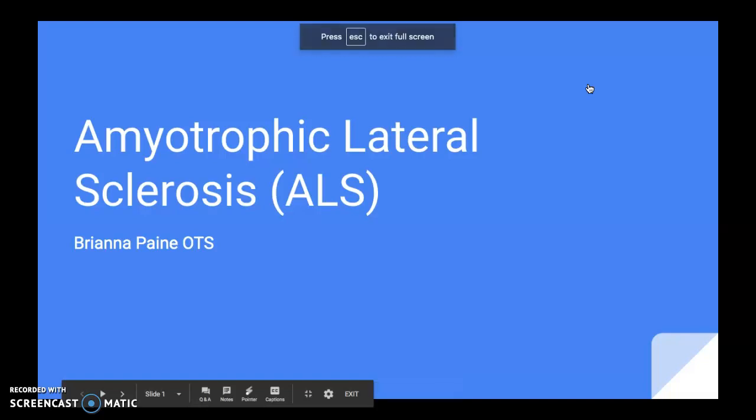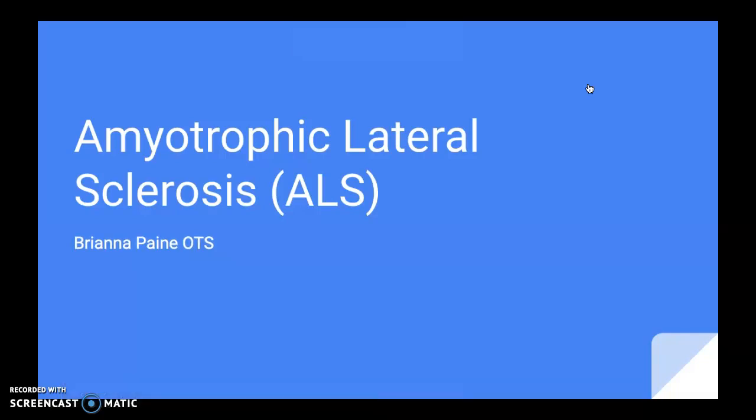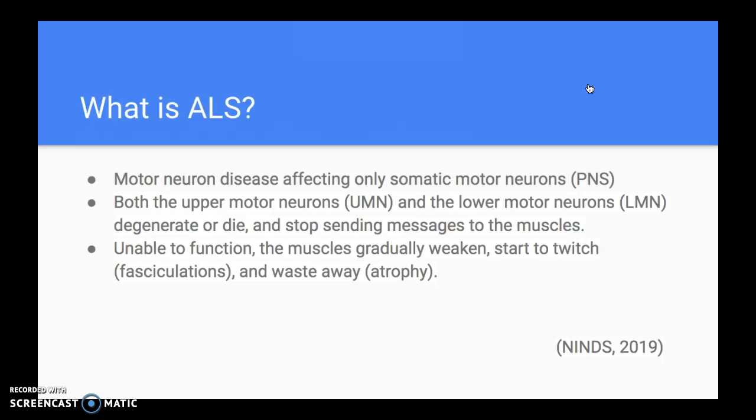Hi everyone. I'm going to be presenting on amyotrophic lateral sclerosis, or ALS. Some of you may also know it as Lou Gehrig's disease. So what is ALS? ALS is a motor neuron disease affecting only somatic motor neurons from the peripheral nervous system. Both the upper motor neurons and the lower motor neurons degenerate or die and stop sending messages to the muscles. Unable to function, the muscles gradually weaken and start to twitch and waste away.